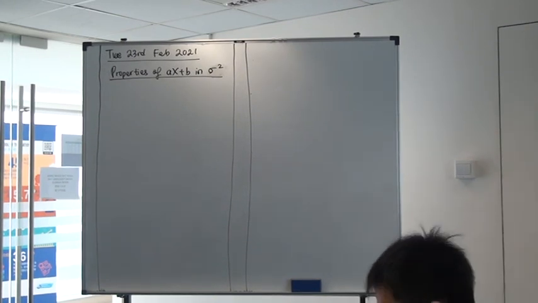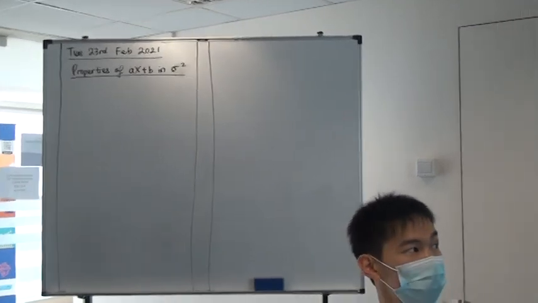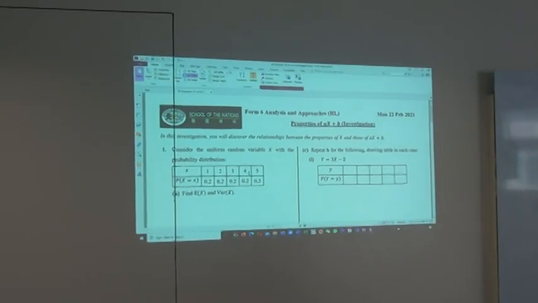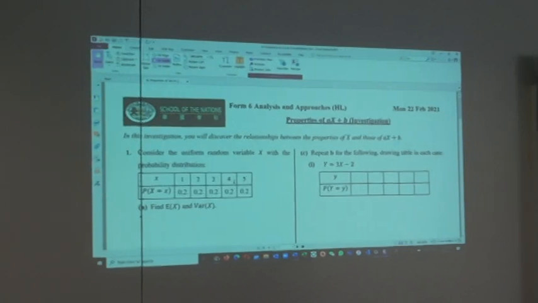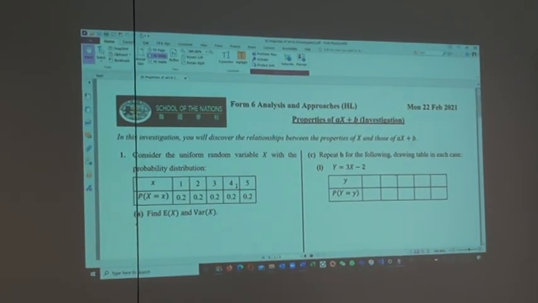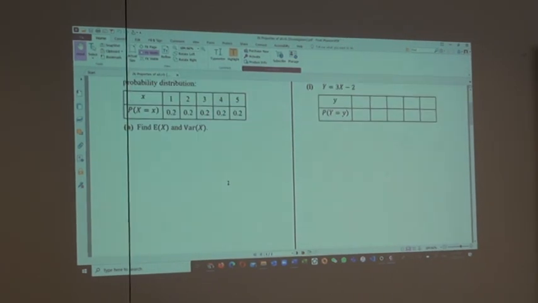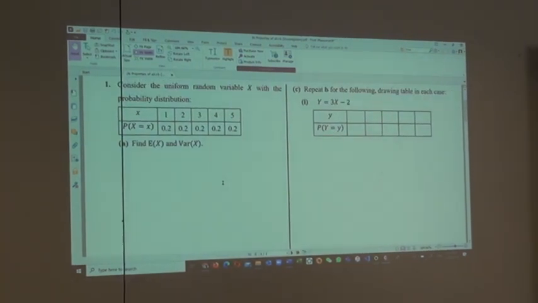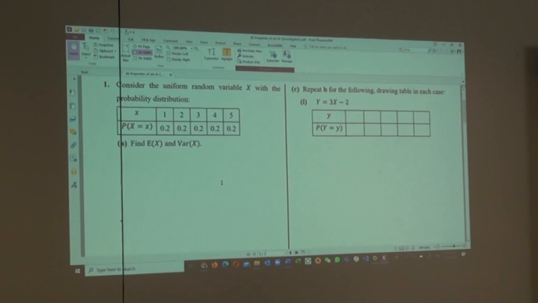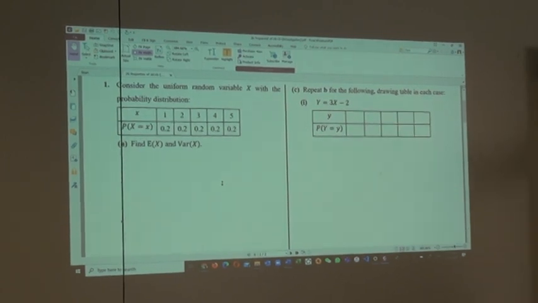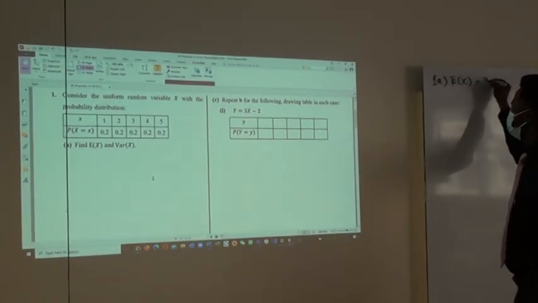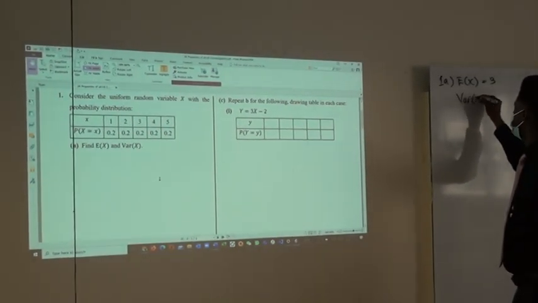Okay, so yesterday you were asked to do this investigation. I would like to see your conclusion regarding this. Let's talk about the first one. For the original distribution, what do you have for your expectation of x and variance of x? For 1a, expectation of x is what? 3. And the variance of x is what?